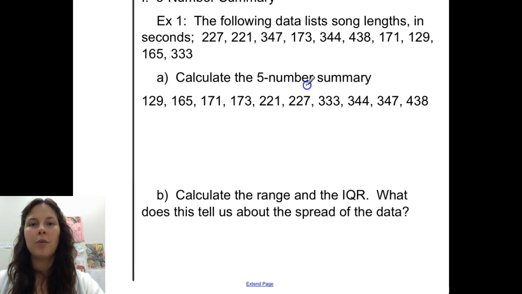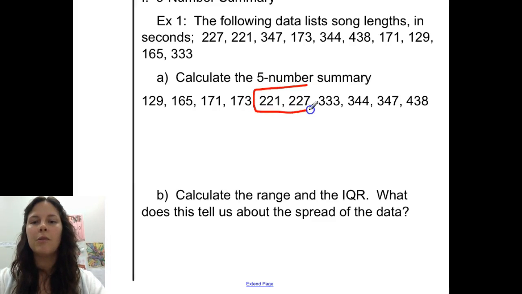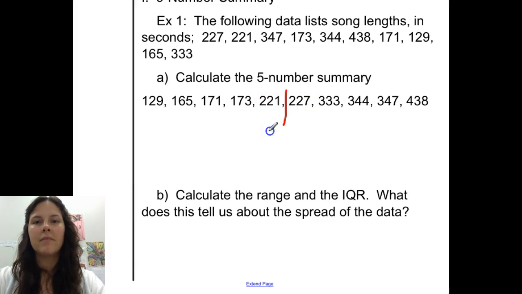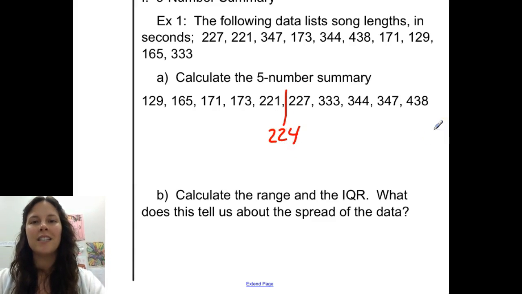The data for example 1 is how long songs are in seconds, and I have the data organized for you least to greatest so that we can save a little bit of time. Finding the median, it's the number in the center of the data set. We have 10 data values, so our median will be between 221 and 227. Our median will be 224. When you have 2 data values that are in the center, you add them together and divide by 2 to get your median. This cut the data set into 2 equal groups.